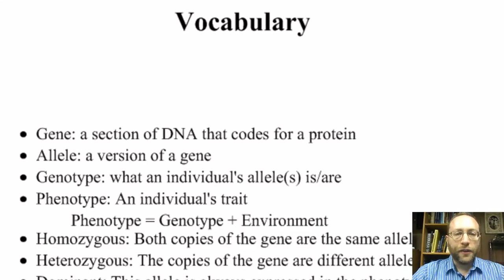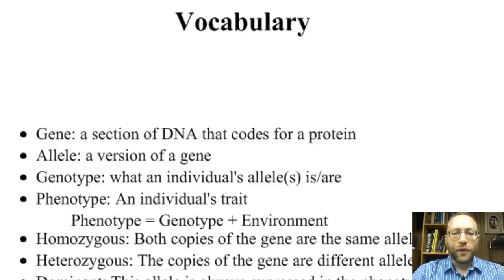Now here's some vocabulary that you need to know for the remainder of the podcast. Some of these you might have seen before. A gene is a section of DNA that codes for a protein. And remember, we saw that in an earlier podcast, how a gene goes from DNA to RNA to protein. An allele is a version of a gene. Some genes have several different versions. For example, with eye color, there's blue eyes and brown eyes. Those are the same gene, but different versions of the gene.